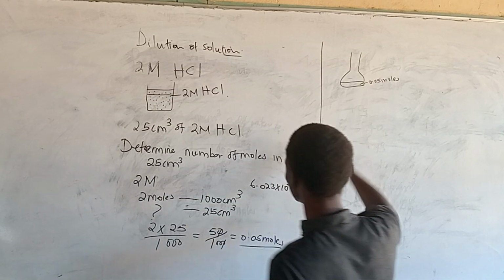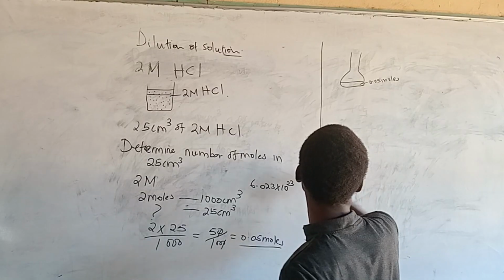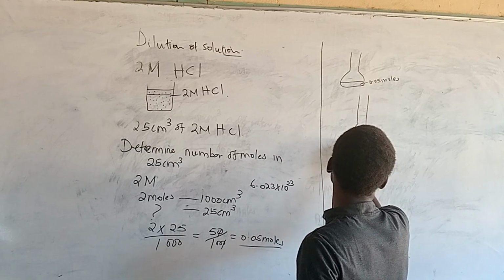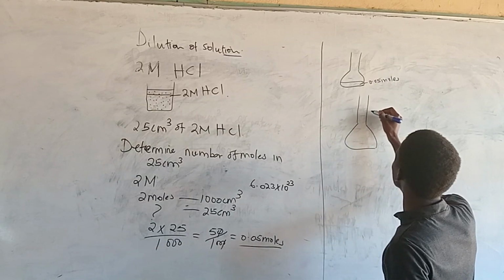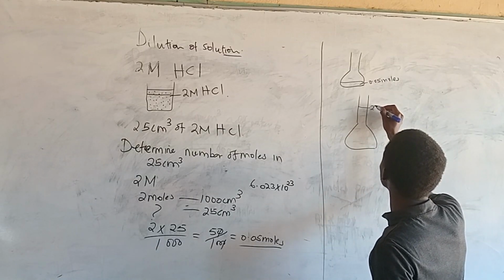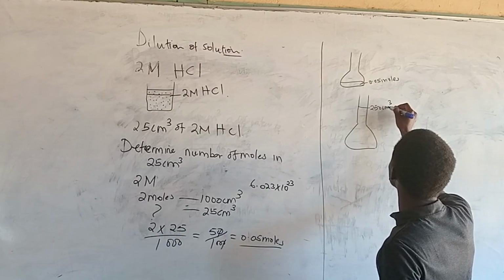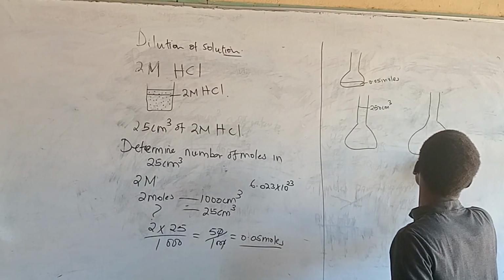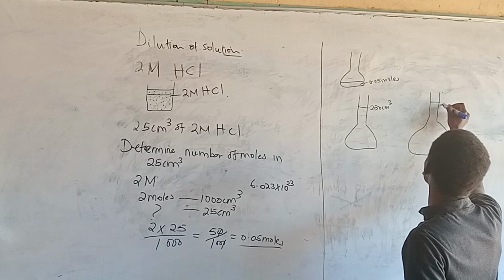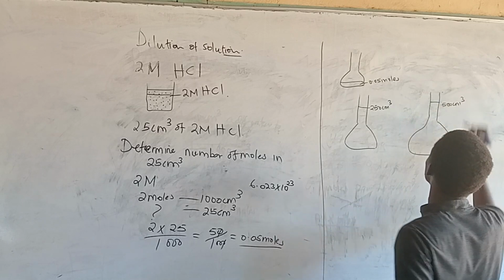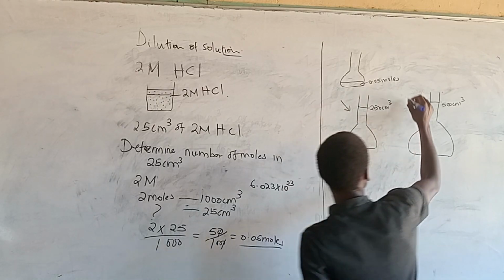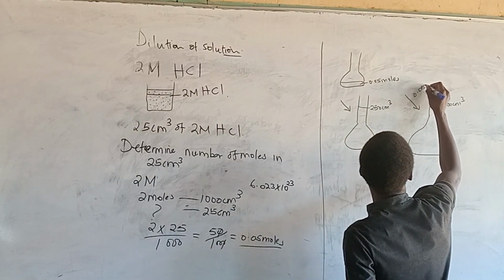I want to show the case where we are going to transfer this, assuming this one is a volumetric flask. Volumetric flask, we have this one is a 250 volumetric flask, and we have another one here which is a 500 centimeter cubed volumetric flask. Here we transfer the 0.05 moles.